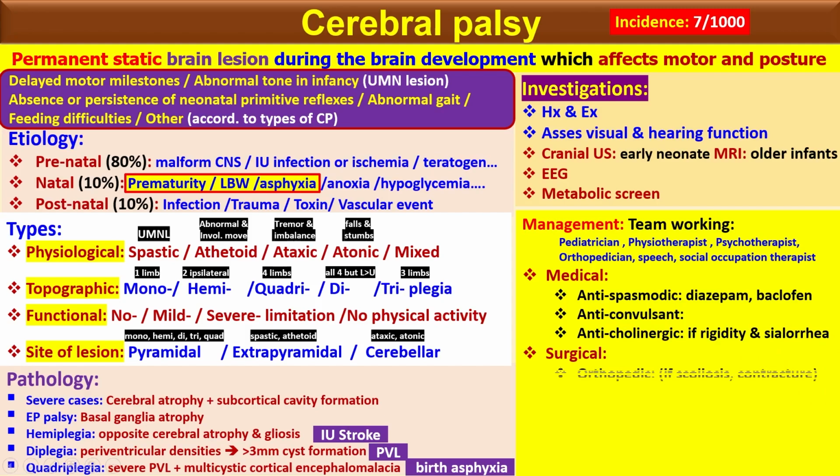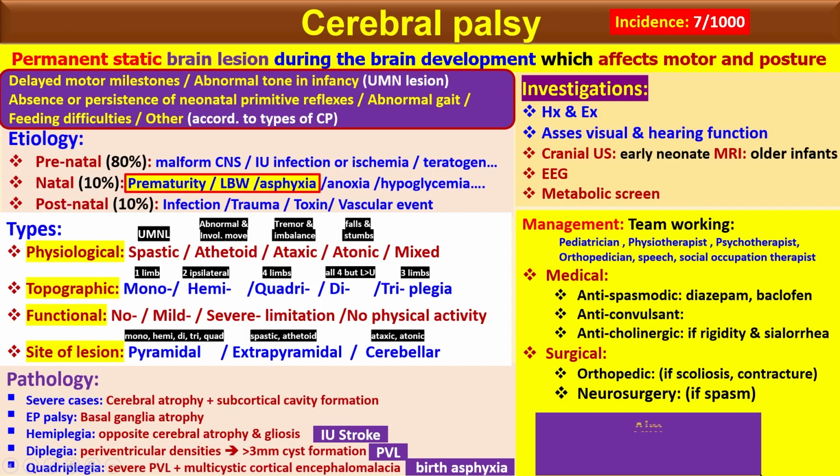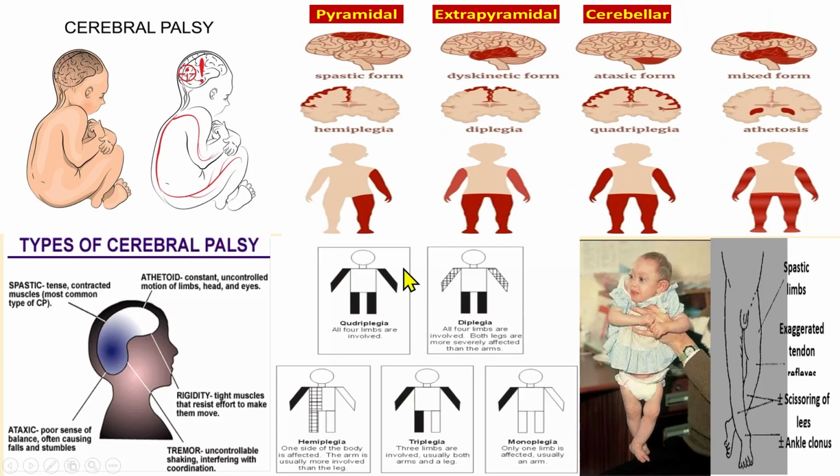Okay, and in surgical management, orthopedic surgery is needed if there is scoliosis or contracture, and neurosurgery if there is spasm. Okay, and the aim is to improve function, prevent deformity, and encourage independence. Okay, this is all about cerebral palsy. These are pictures we already discussed.